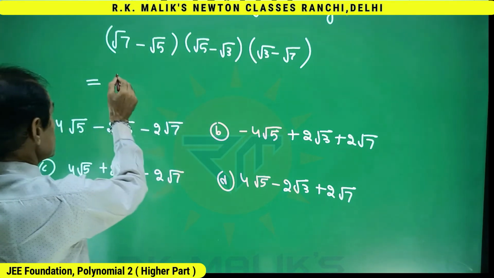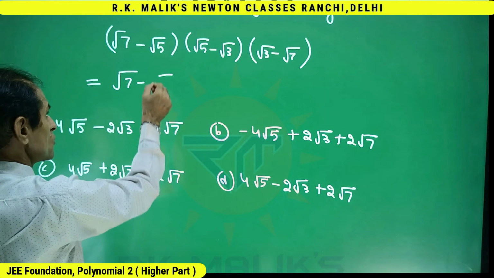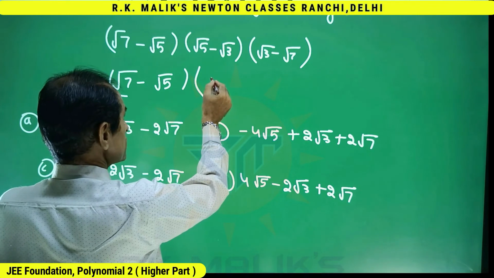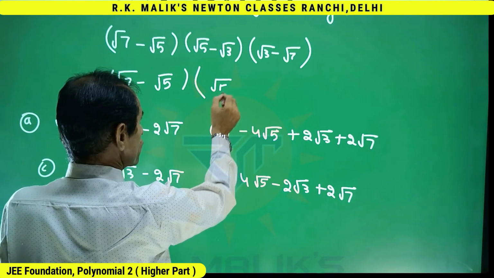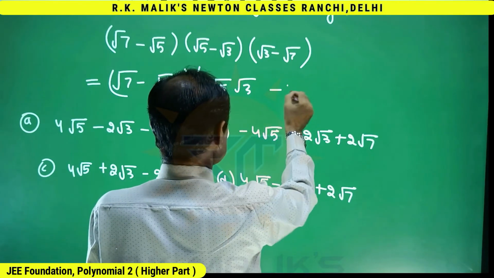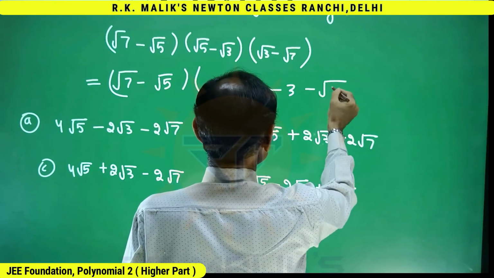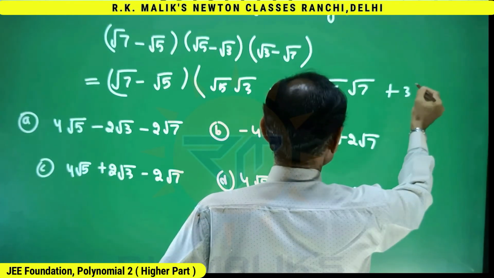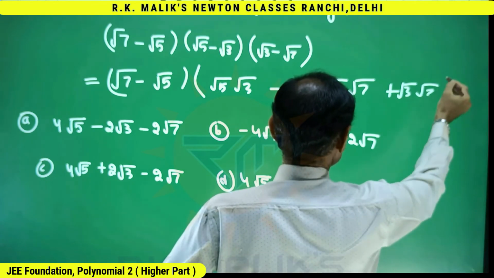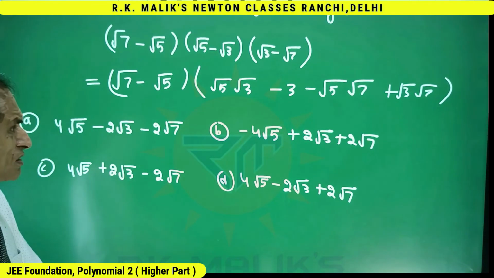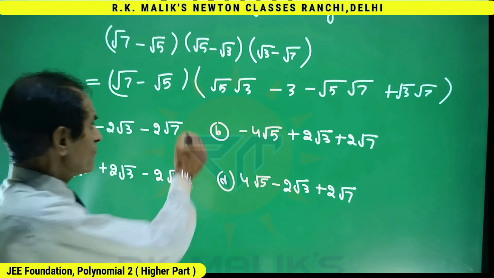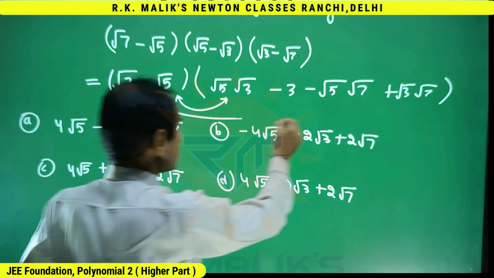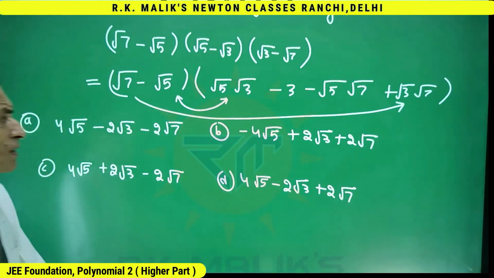Say I multiply these two. Root 7 minus root 5, here you write root 5 into root 3 minus 3 minus root 5 into root 7 plus root 3 into root 7. Obviously, root 3 will come only when these two terms will be multiplied, or when these two terms will be multiplied.